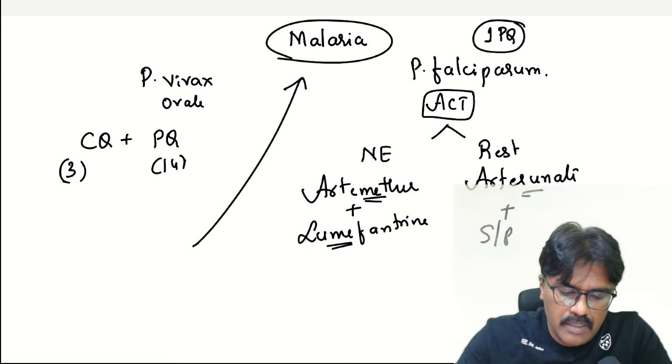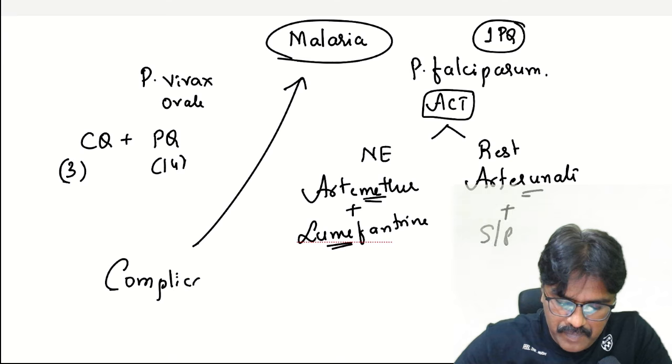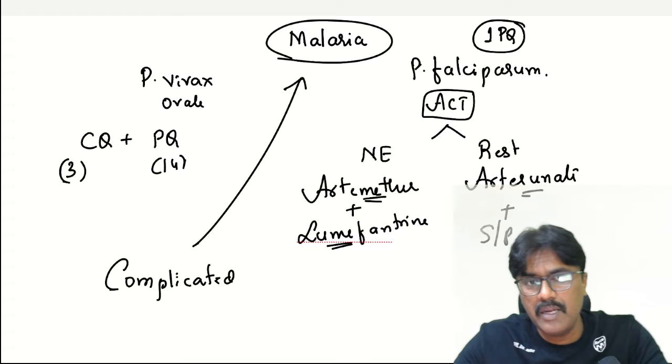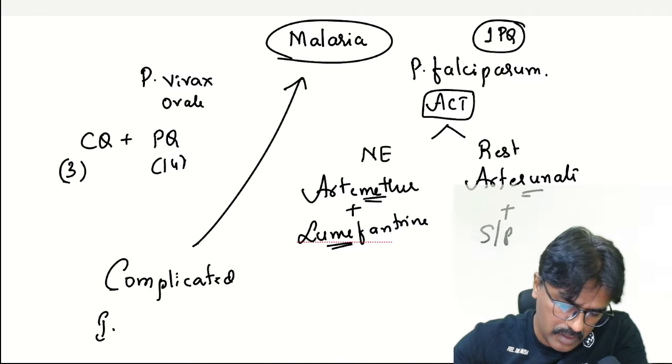Suppose the malaria is complicated malaria or cerebral malaria. How do you know that is cerebral malaria? Seizure, confusion, delirium. Then the drug of choice is IV artesunate.